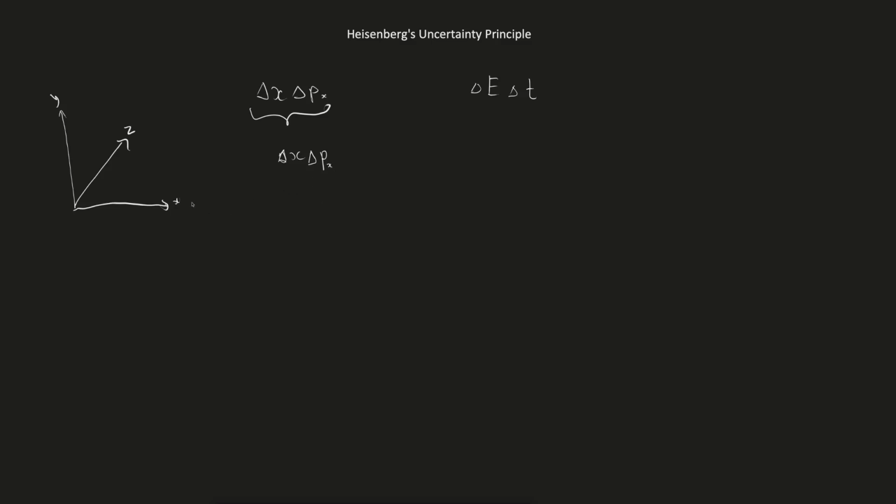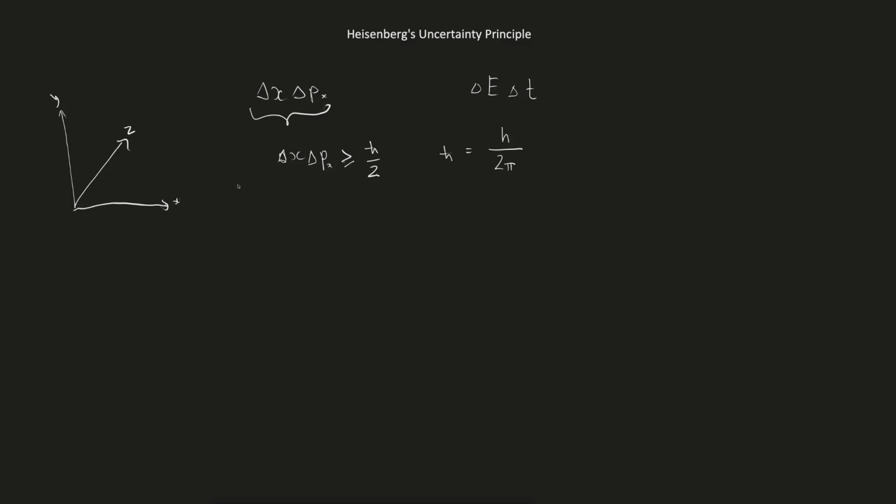So this is an important thing to note here. I'll finish writing this. It's greater than or equal to h bar on 2, where h bar is the reduced Planck's constant. That's just Planck's constant divided by 2 pi. So, back to this explanation here.